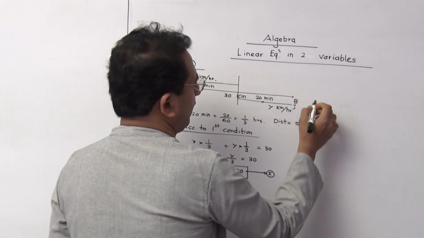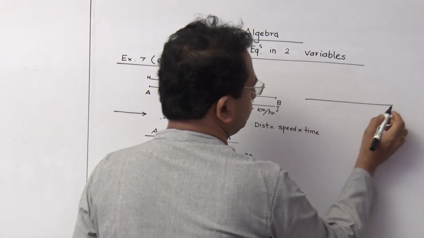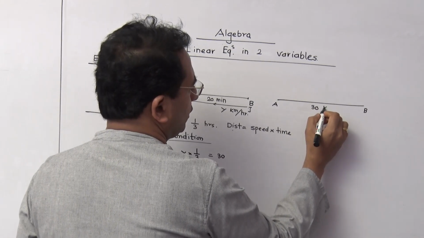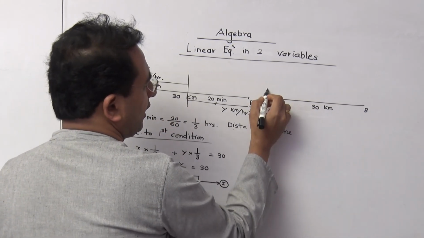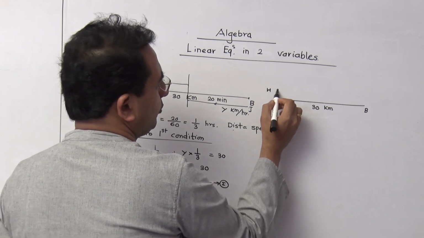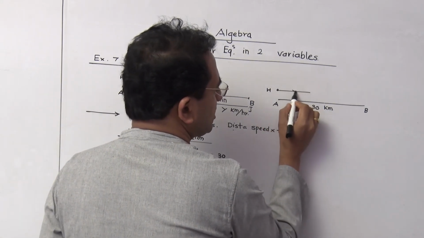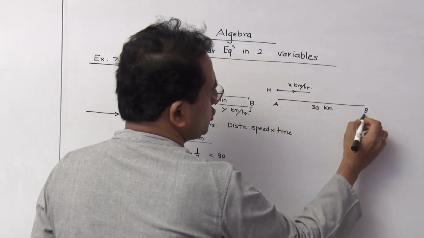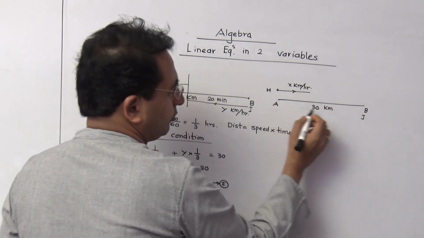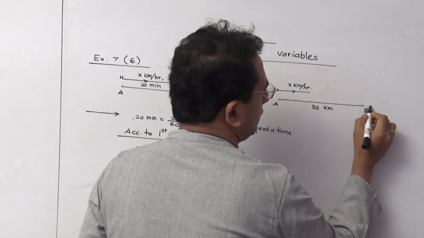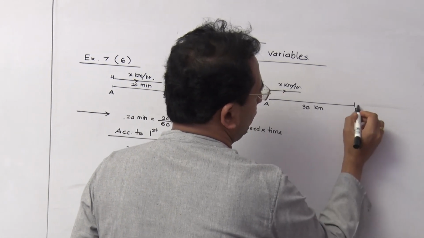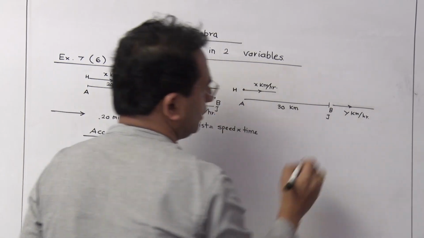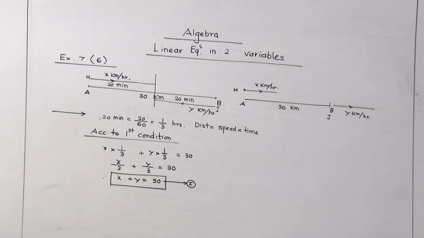I will put a diagram again here, for the second condition. A and B, the distance is 30 kilometers. Now here I am writing Hamid, he starts at this point with the speed x kilometers per hour, and y, that is Joseph, is starting not in this direction but in the same direction at the same time. So I will put the diagram this way, this is y kilometers per hour. Definitely they are going to meet each other after some time.